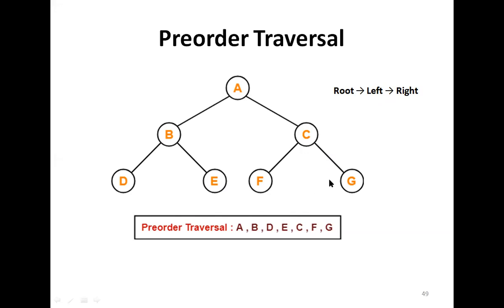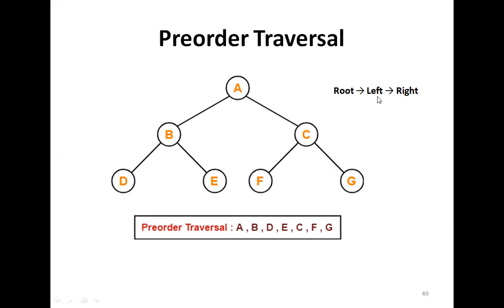What's the root node of this tree? Sir, A. A is the root node. So first print A. See, A is printed. You can see this is the pre-order traversal. So first A is printed here. Okay. So root is printed, first root.